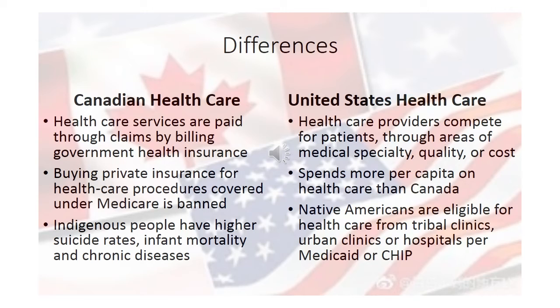For the United States healthcare: one, the providers compete for patients through areas of medical specialty, quality, or cost. Two, it seems like the citizens spend more per capita on healthcare than the Canadian citizens. Three, Native Americans are eligible for healthcare from tribal clinics, urban clinics, or hospitals per Medicaid or CHIP programs, or at least that's where they get their funding from, from what I've seen.